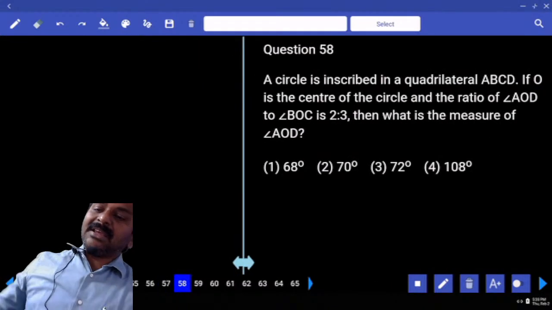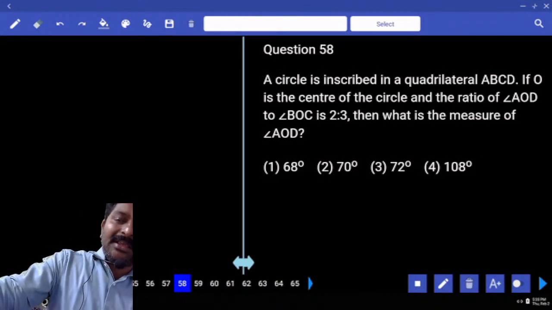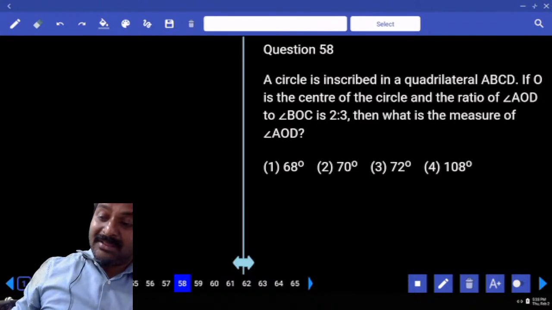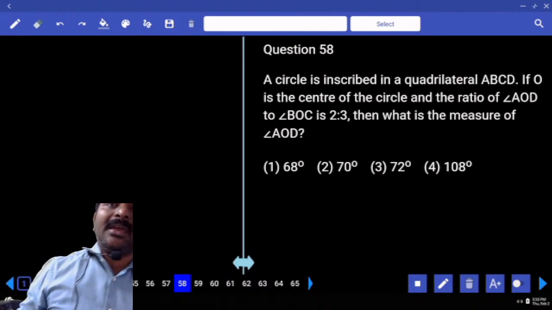58. A circle is inscribed in a quadrilateral ABCD. If O is the center of the circle and the ratio of angle AOD to angle BOC is 2:3, then what is the measure of angle AOD?